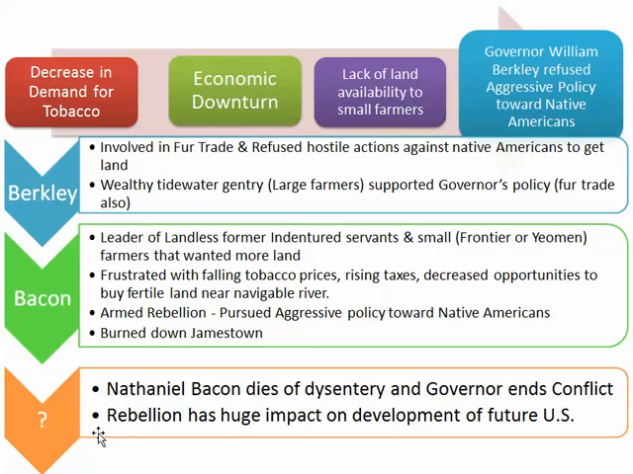In the end, Nathaniel Bacon is going to die of dysentery, and then the governor is going to end the conflict in Virginia, known as Bacon's Rebellion. What's important to understand is that Bacon's Rebellion had a huge impact on the development of the future United States. So let's look at that impact.